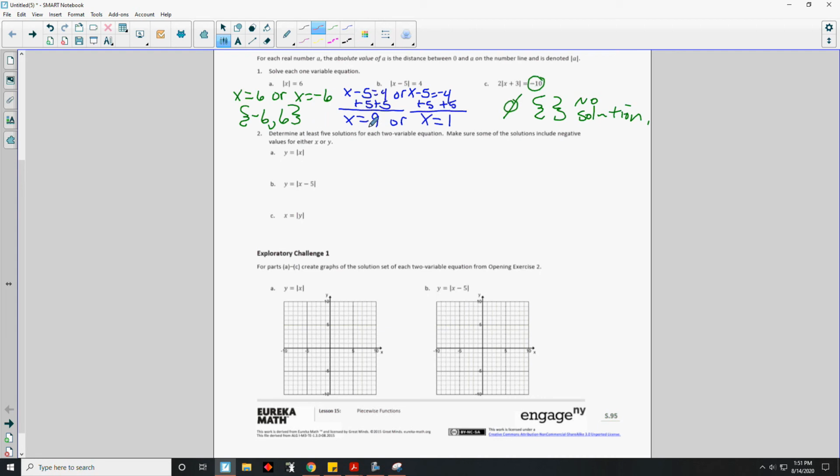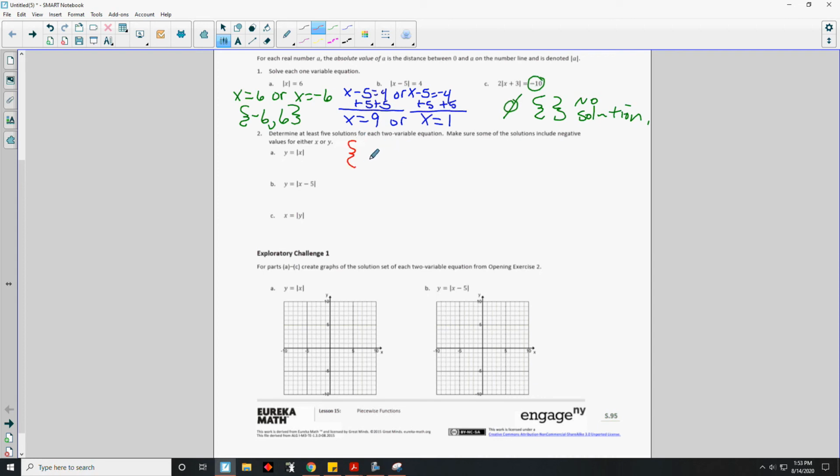Determine at least 5 solutions for each two-variable equation. Make sure some of the solutions include negative values for either x or y. Okay, so all I really need to do here is remember that y cannot be negative in this case. Just keep that in mind. Y has to be positive every single time. X can be positive or negative. Okay, so I'm just going to pick a value for x. And let's just put this in set notation while we're doing it.